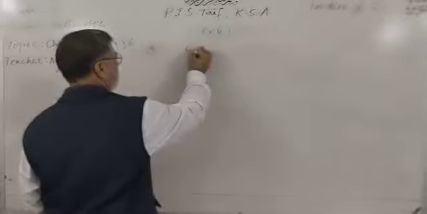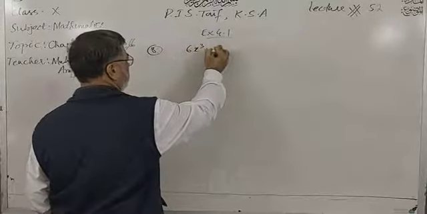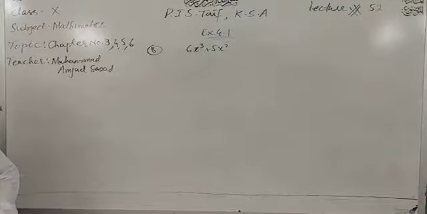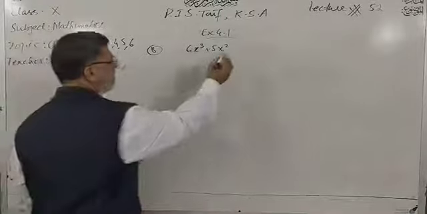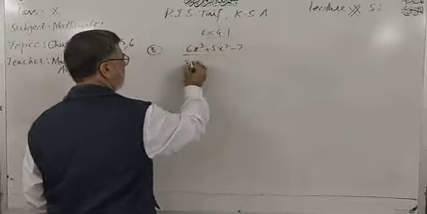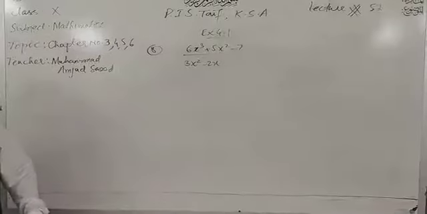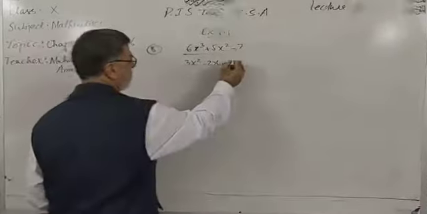6x cube plus 5x square minus 7 over 3x square minus 2x minus 1.